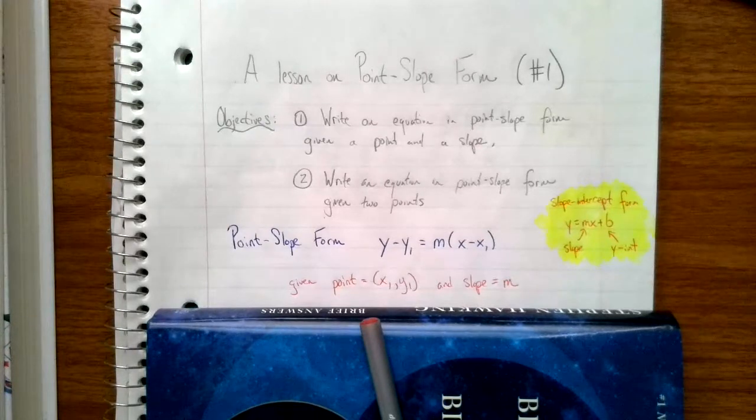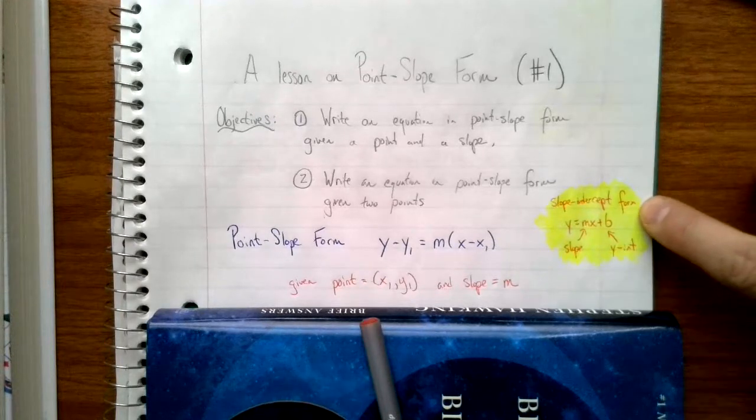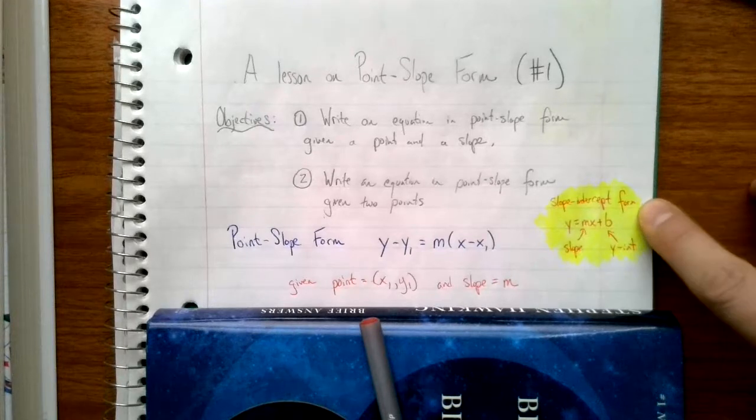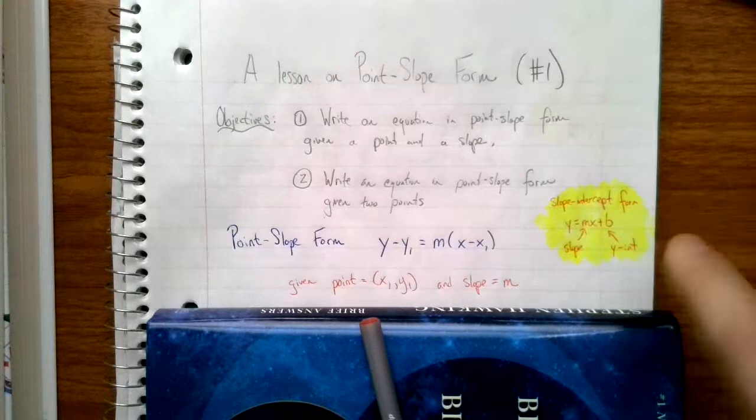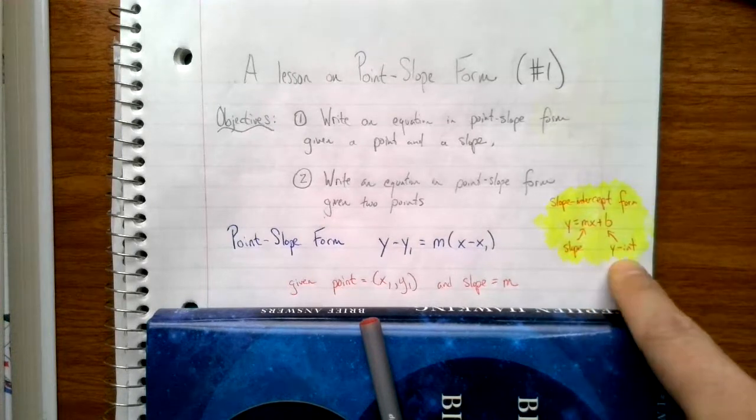Today we are going to be talking about point slope form. And before I talk about what our objectives are, I just want to remind you that previously we were dealing with slope intercept form. And if you'll recall, all we needed to write an equation in slope intercept form was to have the slope m and the y-intercept b.